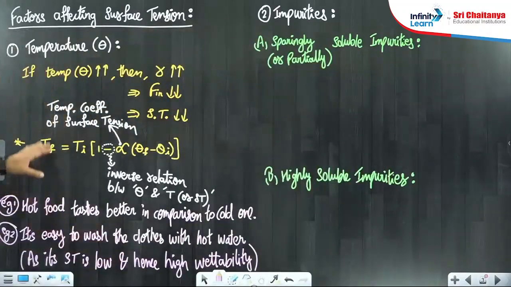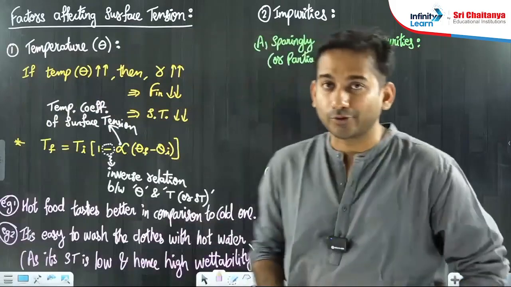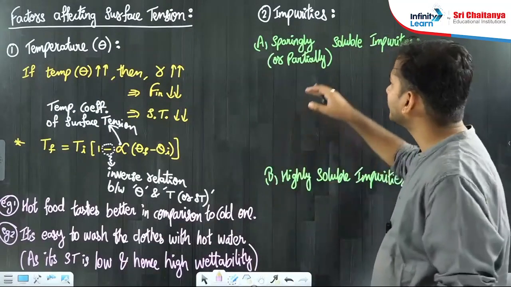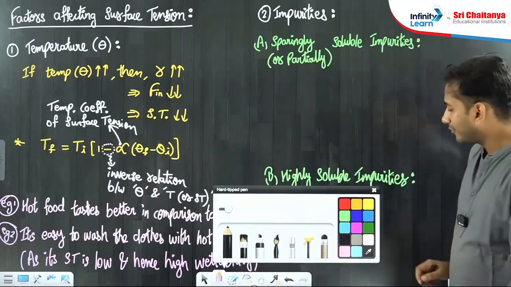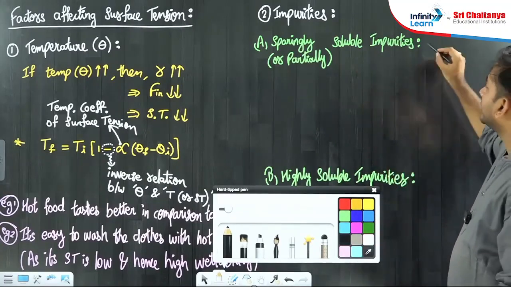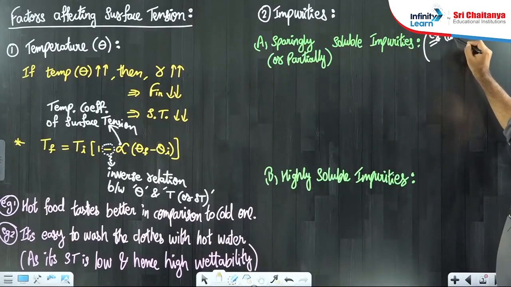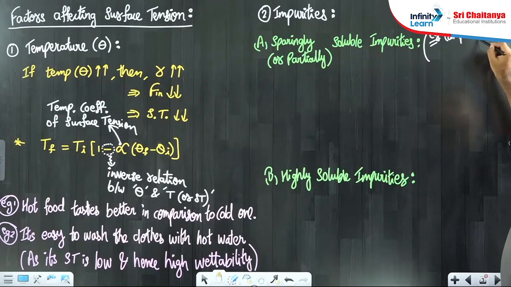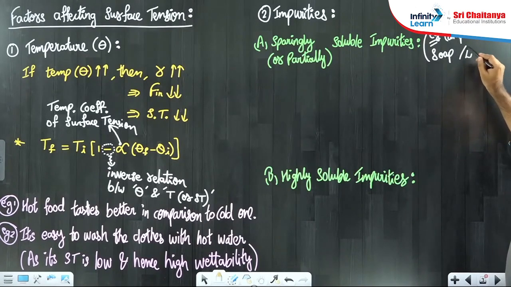So this is how you can remember, you can relate it with your day-to-day life experience, that how the surface tension varies with temperature. Okay, and similar type of experiences you will get when you try to dissolve some sort of impurity. What is that exactly? Suppose I say sparingly soluble impurities, partially soluble impurities, for example, camphor or soap detergent in water. Soap detergent in water.